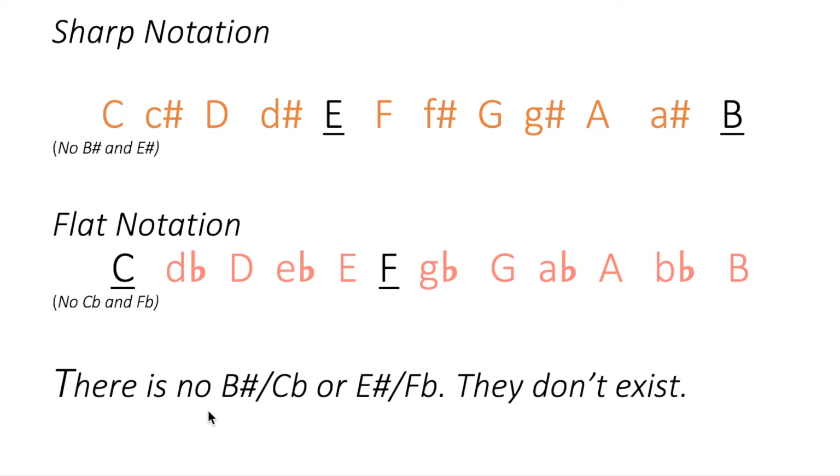And remember, there's no B sharp or C flat. These are both the same, but you just have to remember that. And there's no E sharp or F flat. They don't exist. Alright, that's the first thing I wanted to get started with.